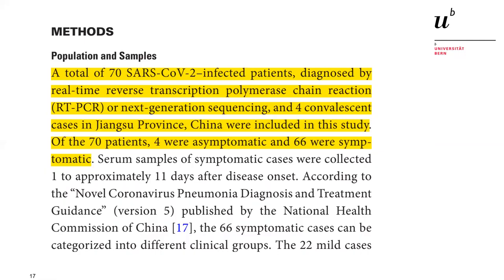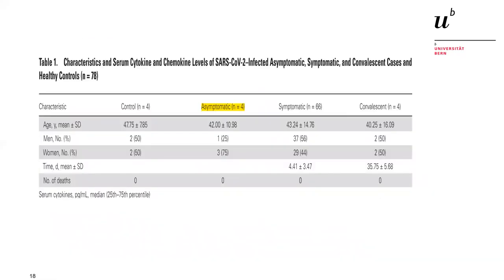And also, if you want to see some information about the follow-up, this is in the results. In this table, you can see that for the asymptomatic patients, they don't report any information about follow-up. So here we have 2 reasons for exclusion. First, patients were already diagnosed, and second, we don't have any information about the follow-up of asymptomatic patients. Here we only have information about symptomatic and convalescent patients. So that's why this study should be excluded.